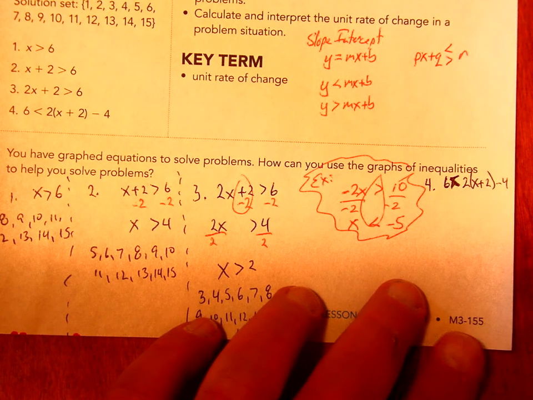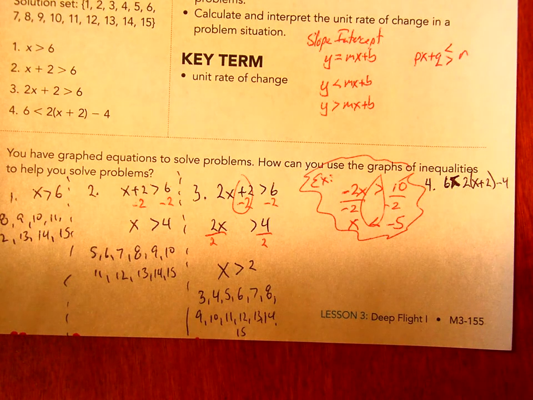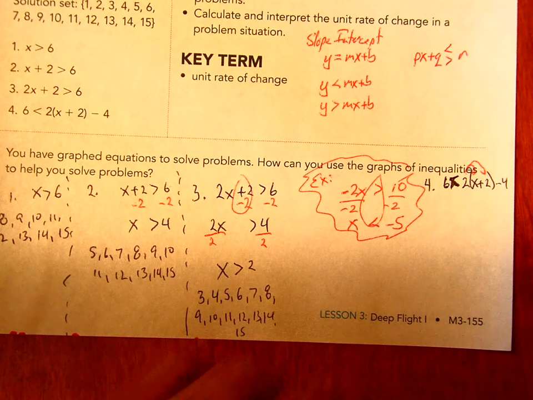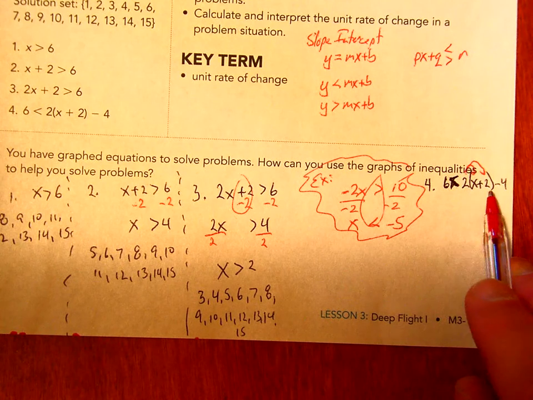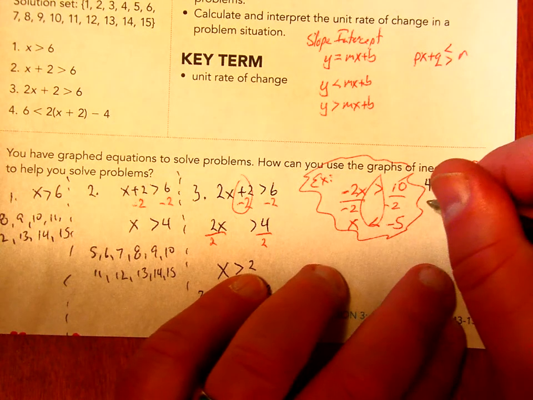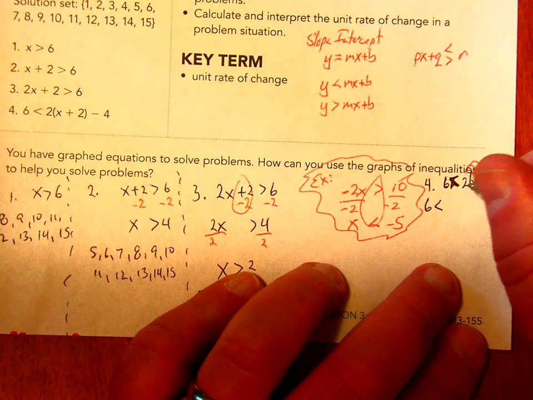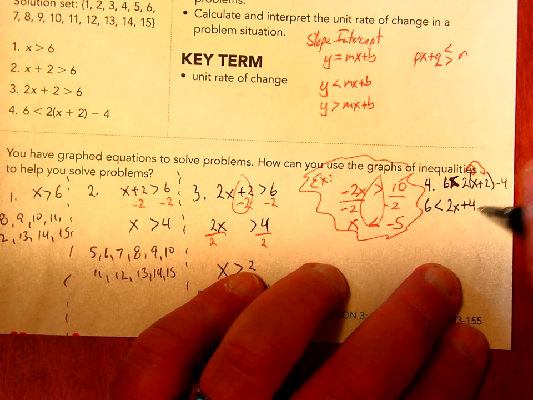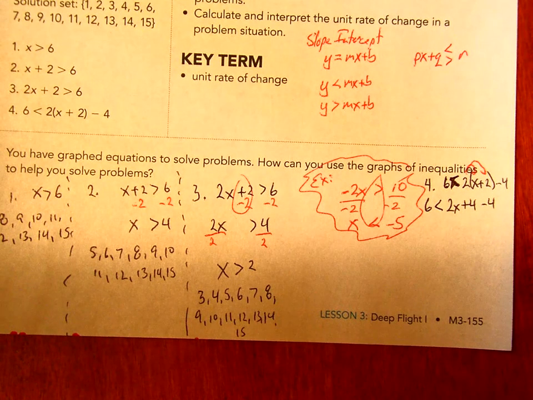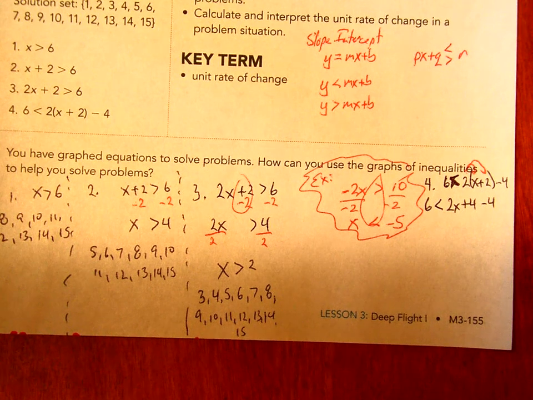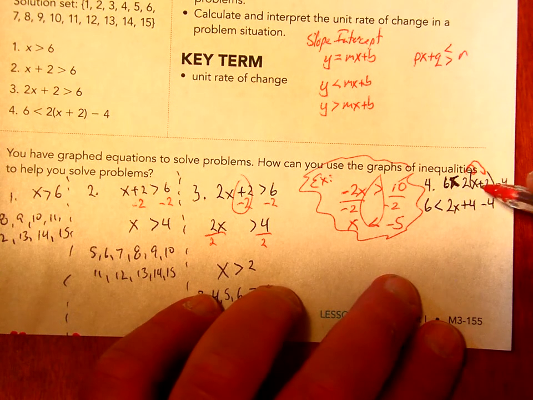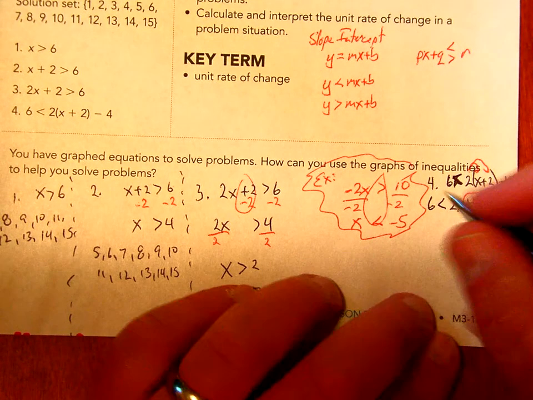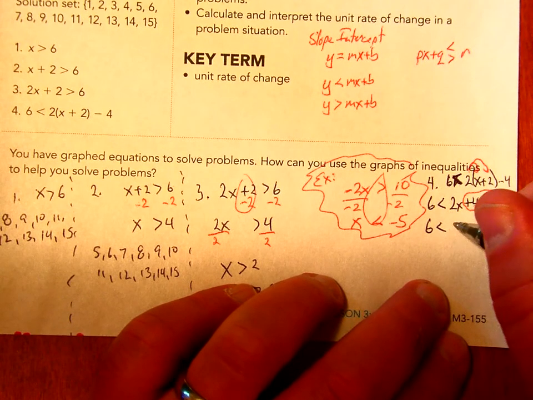Well, we need to simplify this one side, and so I'm going to distribute this 2 into the parenthesis. I'm going to go 2 times x and 2 times a positive 2. So I have 6 less than 2 times x is 2x. 2 times positive 2 is plus 4 minus 4. And then we have combined like terms. I'm just going to put those two together. And I have 6 less than 2 times x.